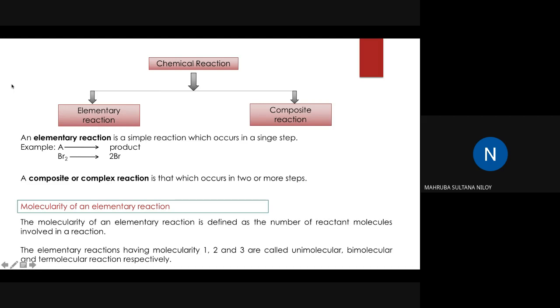So chemical reactions we can broadly divide into two types: elementary reaction and composite reaction. So what is an elementary reaction? Any idea? A single step reaction. Okay, great. And composite reaction? Something that takes more than one step.